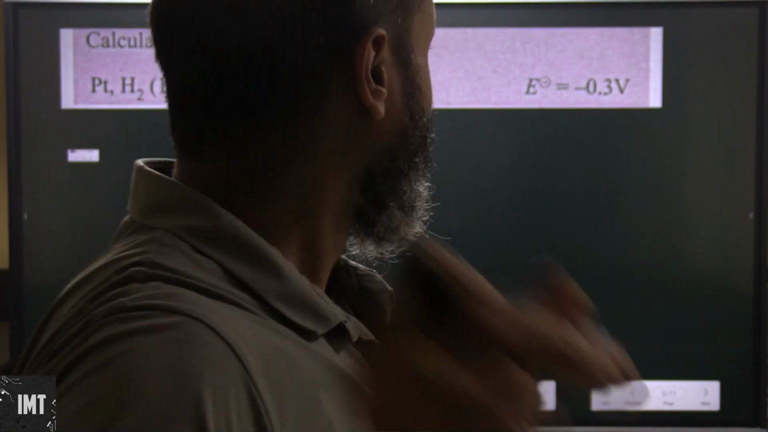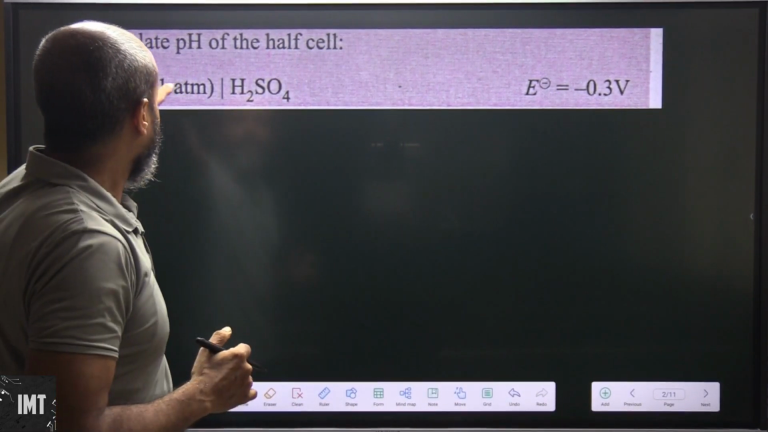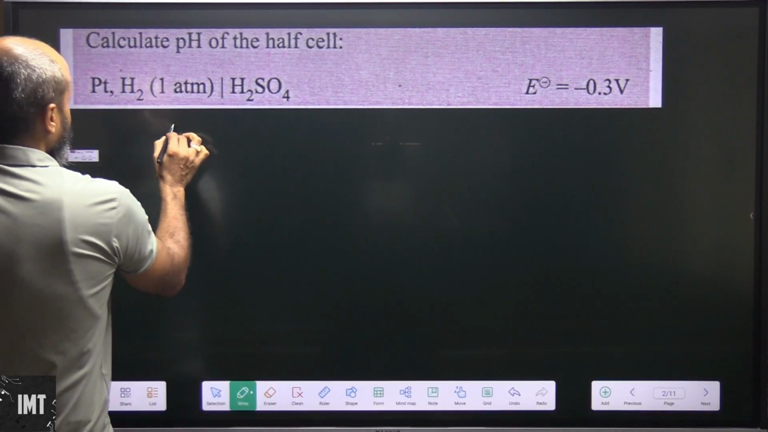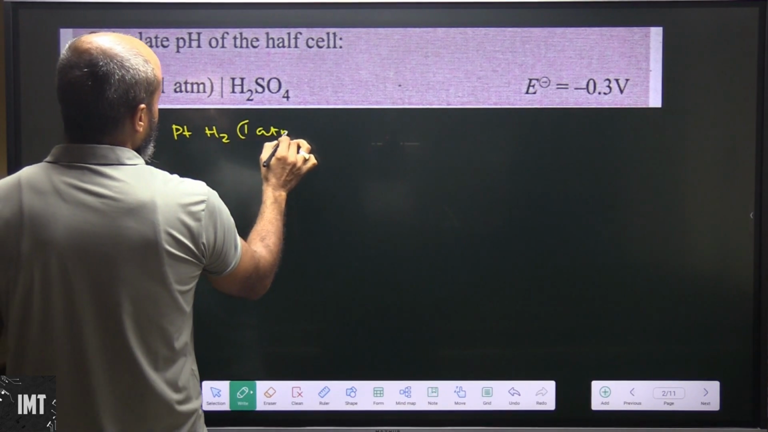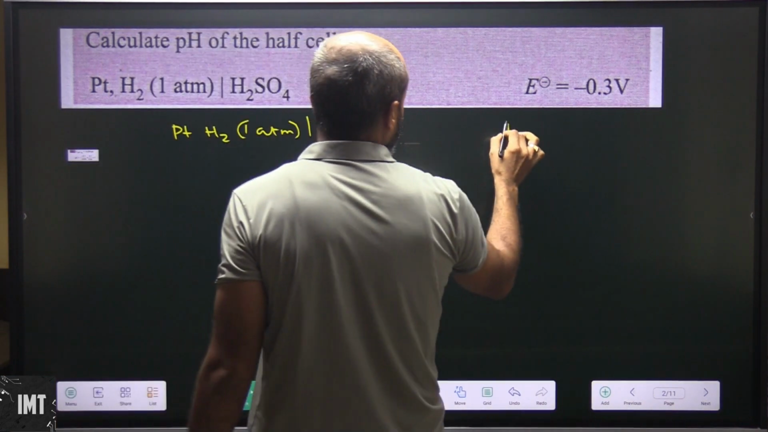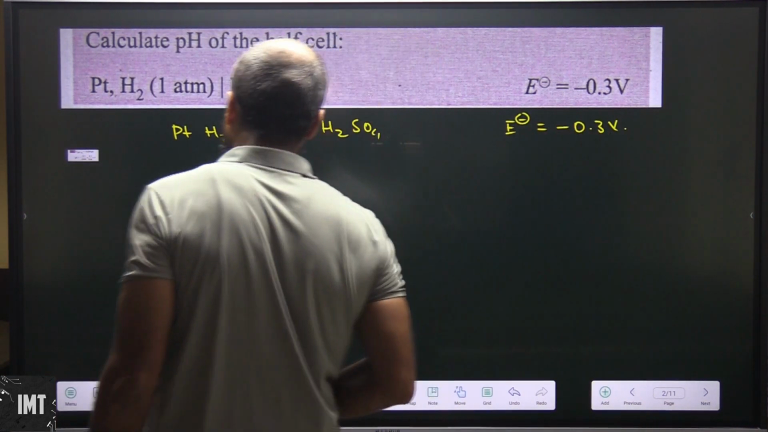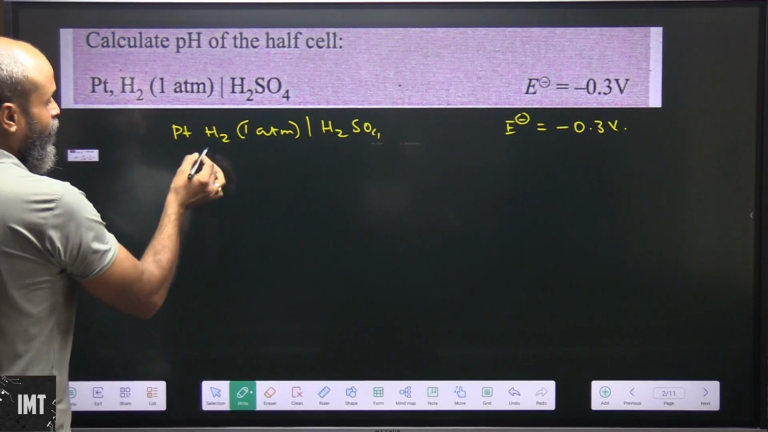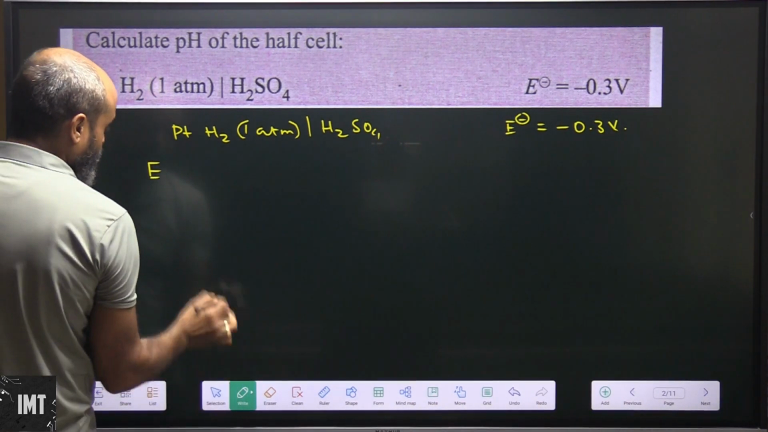Okay people, so let's look at this other problem here, in which we have to calculate the pH of the half cell. So if we have to calculate the pH, here it is given platinum, hydrogen electrode, 1 atmosphere, and this is basically H2SO4. The standard reduction potential is given as minus 0.3 volt. So here we have, sorry, this is basically the EMF of the cell. So we know for a hydrogen electrode, the standard electrode potential is how much?